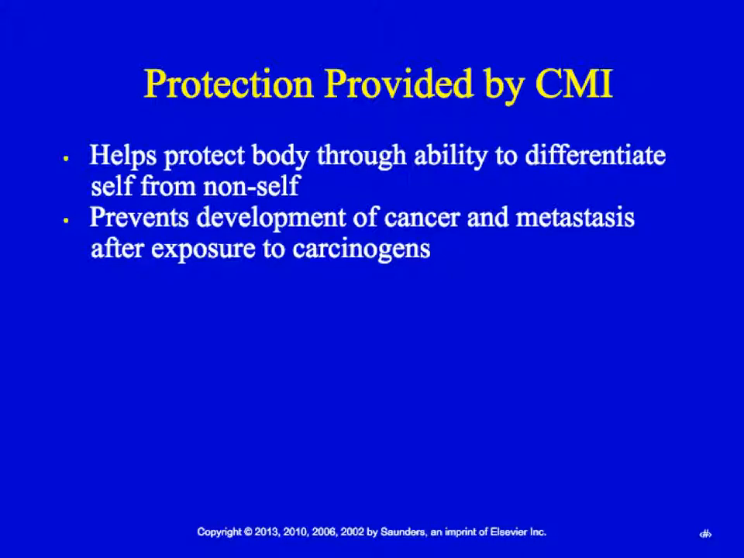These are the 2 different types of protection that are provided by the cell-mediated immunity. It helps protect the body through the ability to differentiate self from non-self, and against the development of cancer and metastasis after exposure to carcinogens. So those are big roles that this type of immunity plays for us.